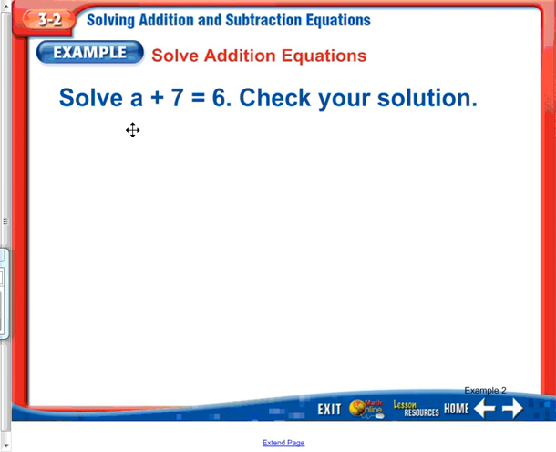So another addition equation, a plus 7 equals 6. Again, I don't want to look at the 6, okay? You just need to look at the side with the variable, a plus 7. How do I get a by itself? Well, I need to get rid of that positive 7. So we're going to subtract 7 on both sides.